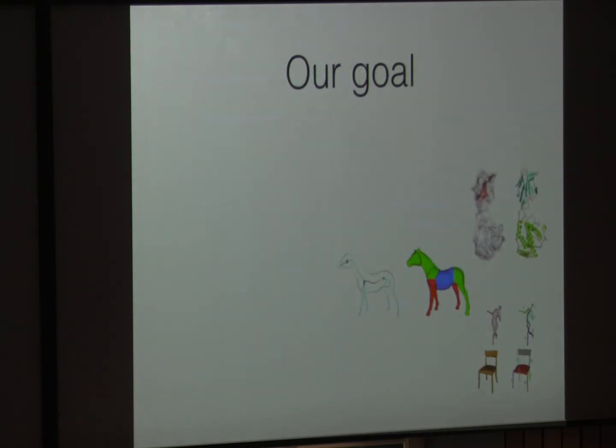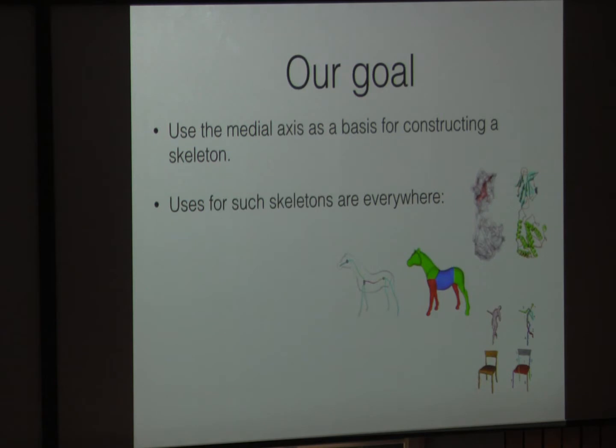Okay. So our goal, my picture showed up early, is to use the medial axis to construct skeletons. This is by no means the only goal of the medial axis, but it's what we've always had in mind. It's what Tao really wanted, was sort of skeleton development. The uses for these are everywhere, and my pictures already showed up. Shape modeling, shape segmentation, shape comparison.